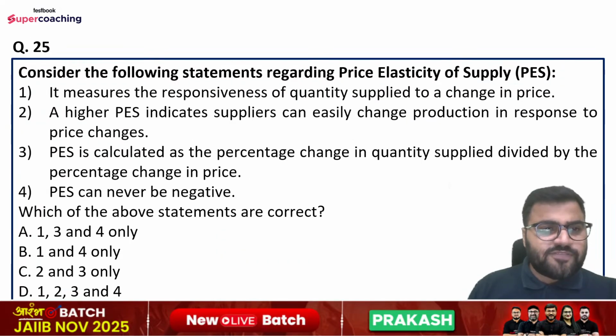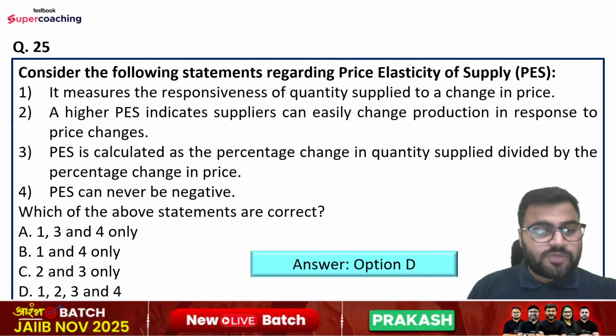Question number 25. Consider the following statements regarding the price elasticity of supply. Statements are: it measures the responsiveness of quantity supplied to change in price. A higher price elasticity of supply indicates suppliers can easily change production in response to price changes. Price elasticity of supply is calculated as the percentage change in quantity supplied divided by the percentage change in price. A price elasticity of supply can never be negative. Which of the above statements are correct? First, third, and fourth only, first and fourth only, second and third only, or first, second, third, and fourth.